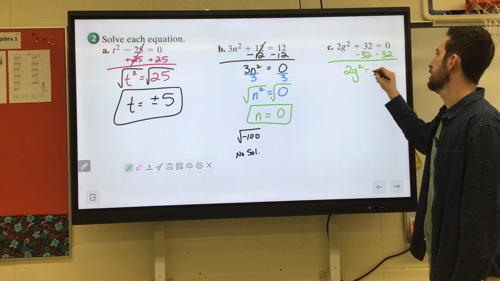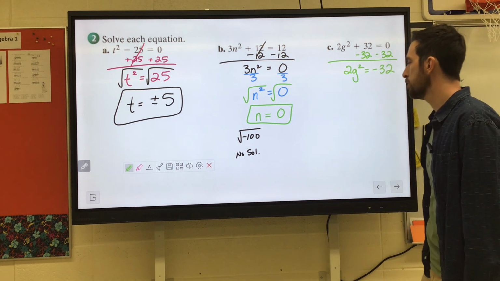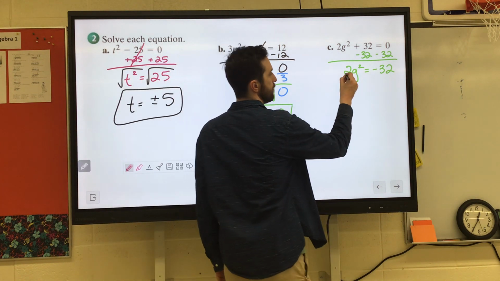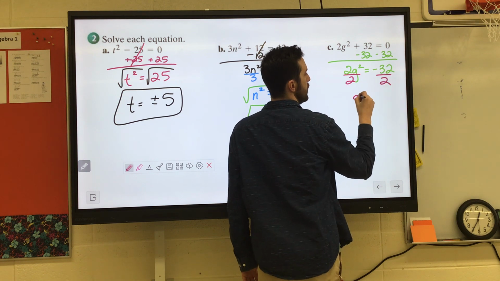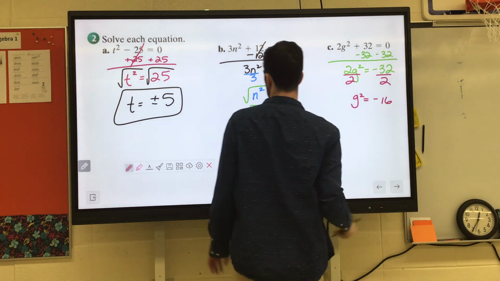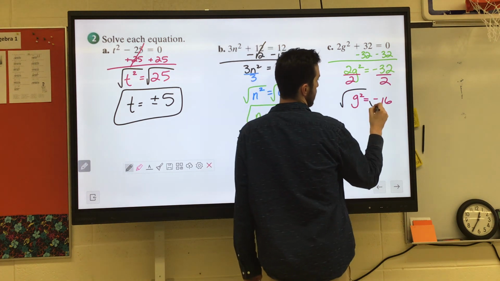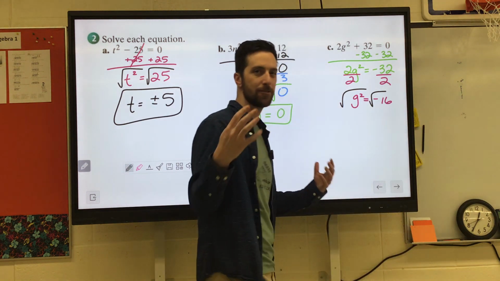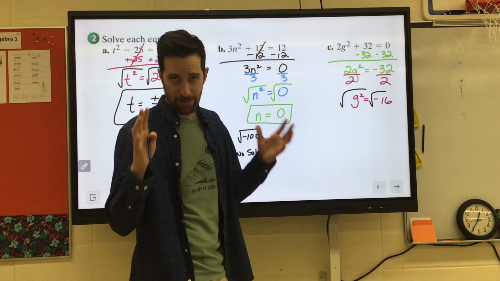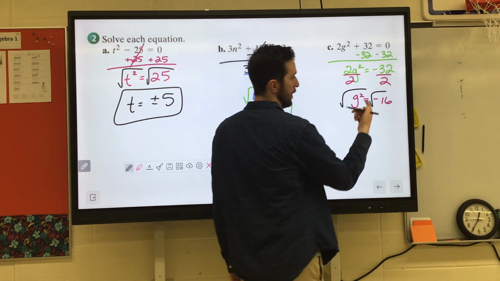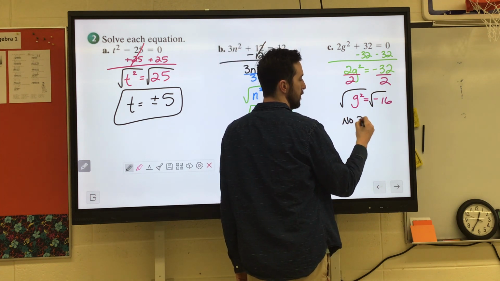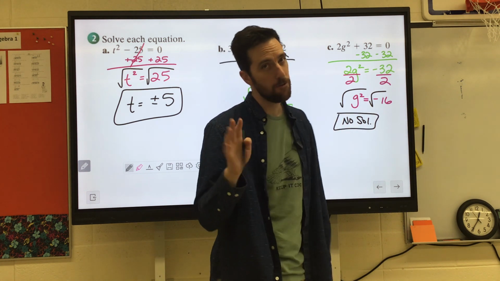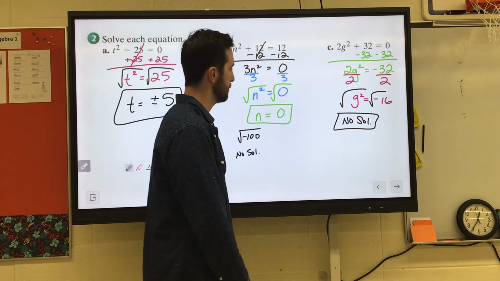2g squared. 0 minus 32 is negative 32. The 2 in front, I'm going to have to divide it. G squared equals negative 16, and then we'll square root both sides. Now you see 16, you're like, 4 plus or minus 4, but this is what I was just talking about. You can't square root negative numbers with the normal number system. So since I can't do that, I would just say no solution. Or in the future, you might say no real solutions or no real numbers, but no solution for now.